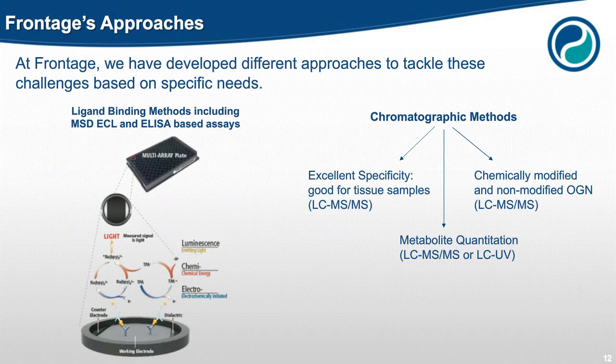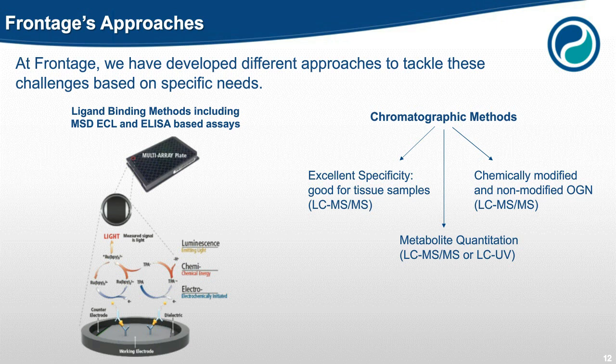To tackle these challenges, we have developed multiple approaches to meet the specific needs. These approaches include ligand-binding methods such as MSD electrochemiluminescence and ELISA-based assays, and chromatographic methods. Our ligand-binding methods can achieve an unparalleled sensitivity and meet the most stringent requirement. And these assays are particularly powerful in quantifying OGN drugs in plasma and serum where low levels are expected.